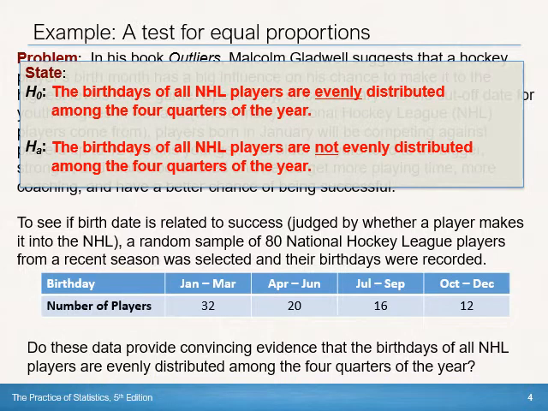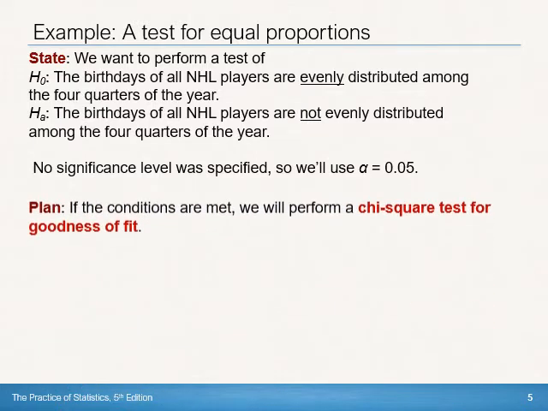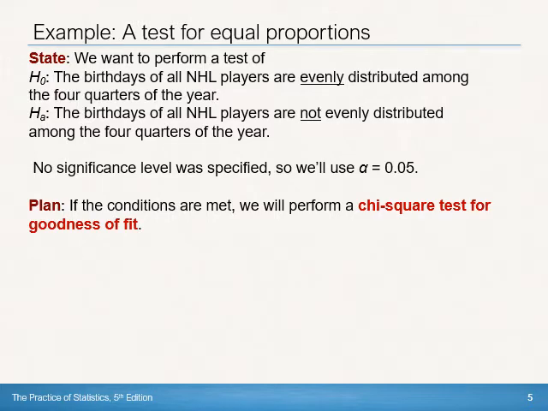All right, so now we can look at the data, and we'll use this data to do our calculations. To do that, make sure that you have your alpha level listed in your state step. I didn't do it on the last slide. And now we want to look at the plan. The chi-squared test for goodness of fit is the inference procedure that we're dealing with. And so we want to check the 3 conditions.